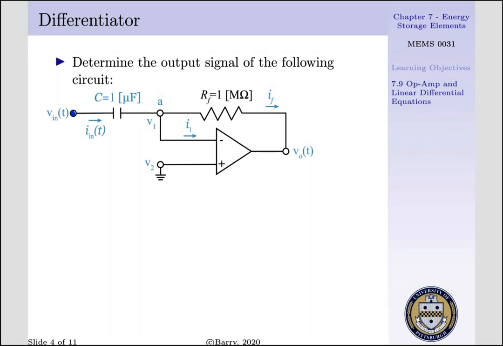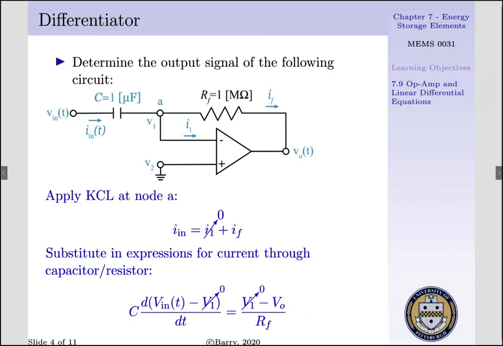Now, to understand how the circuit works, we want to relate our input and output voltage. To do so, we're going to apply KCL at node A. At node A, we have Iin entering, and we have I1 and IF exiting, where IF is our current going through our feedback resistor. We're going to assume I1 is equal to 0, for we're assuming this is an ideal op-amp.